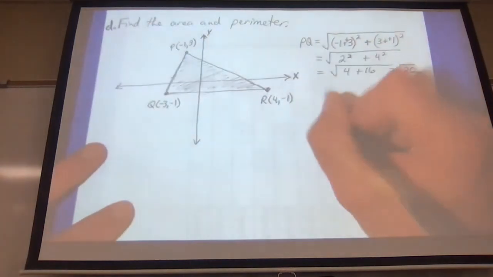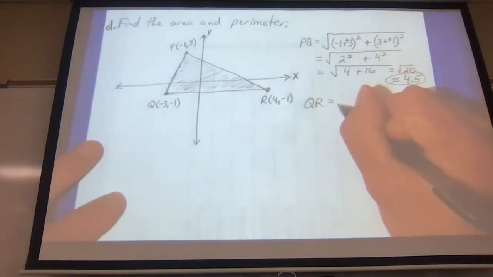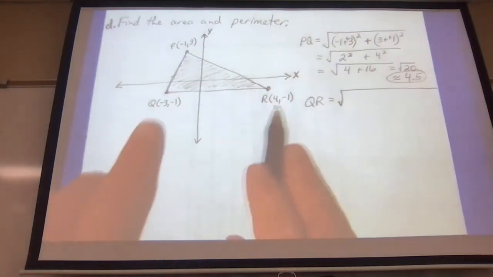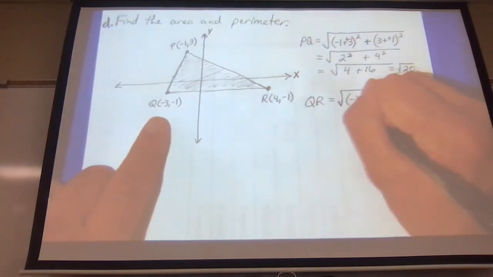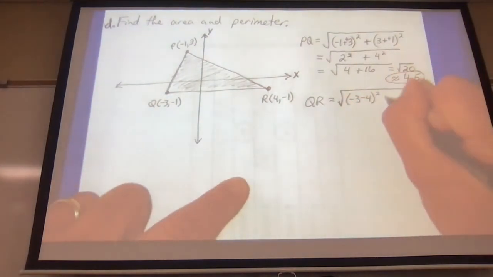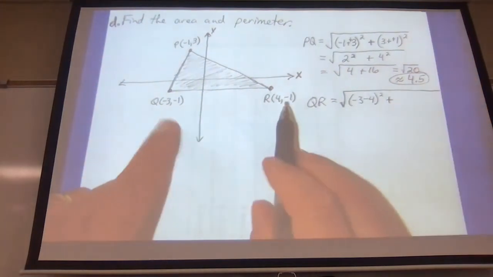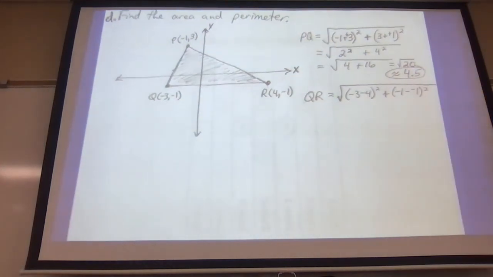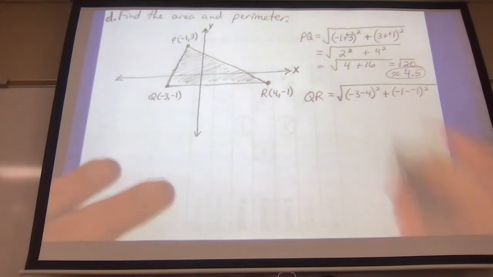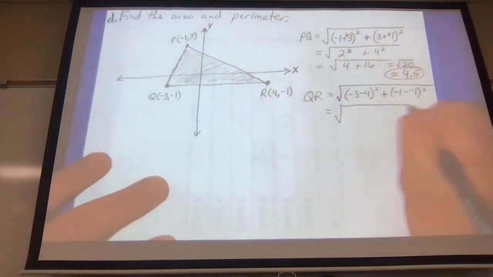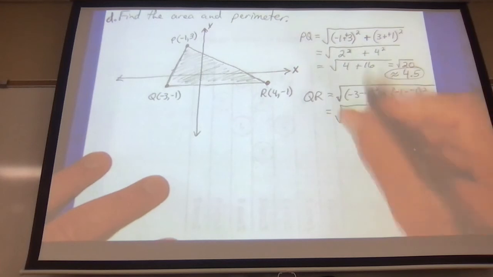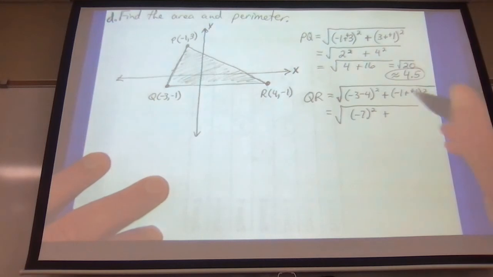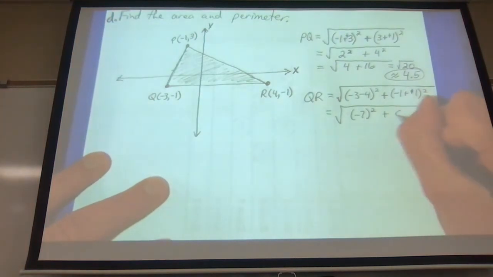Now let's find the length of QR. QR, I'm going to show you the long way first. And then I'll show you a little shortcut here. QR, we're going to subtract the x coordinate first. -3 minus 4, we'll square that. Same thing for the y coordinates. That's going to be -1 minus -1. Square that. Simplifying QR, -3 minus 4 is -7. And then over here you got double negative. -1 plus 1 is 0, so 0 squared.